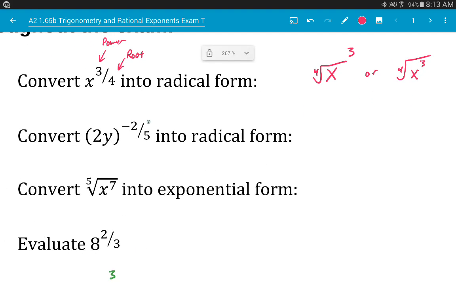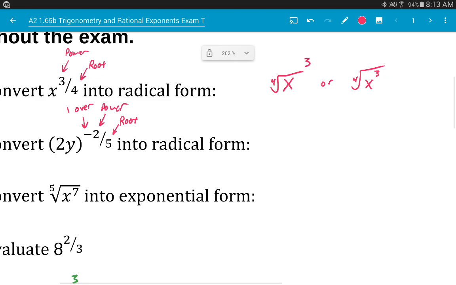Okay, same idea here. Remember that this is the root, this is the power, and a negative means 1 over. Okay, so I'm going to do them in that order. It's not necessary to do them in that order, but that's the way I like to do it. So 2y underneath a 5th root with a square on top, all under a 1.